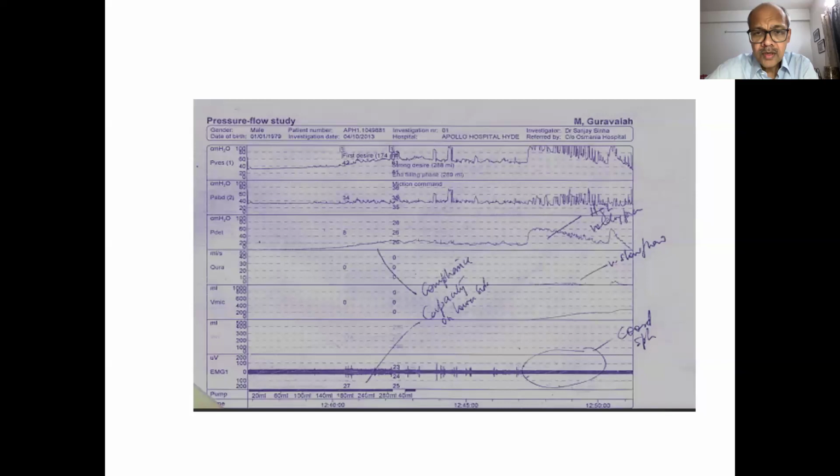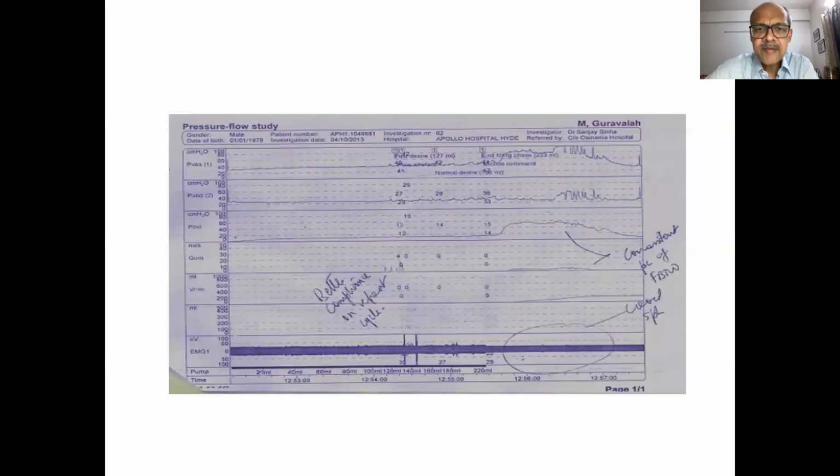Okay, so let's see what we have. What was the conclusion at that time? The same findings you can see in this one also. So what I've written here is consistent picture with functional bladder neck obstruction, what we call a primary bladder neck obstruction now. Okay, but the compliance is better here, you can see.